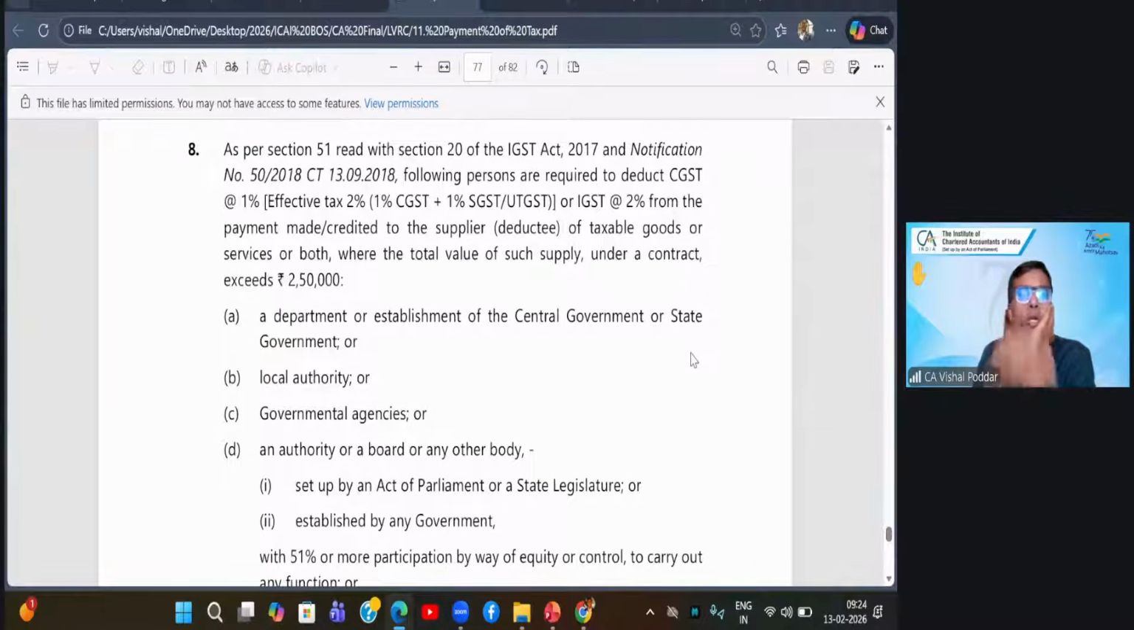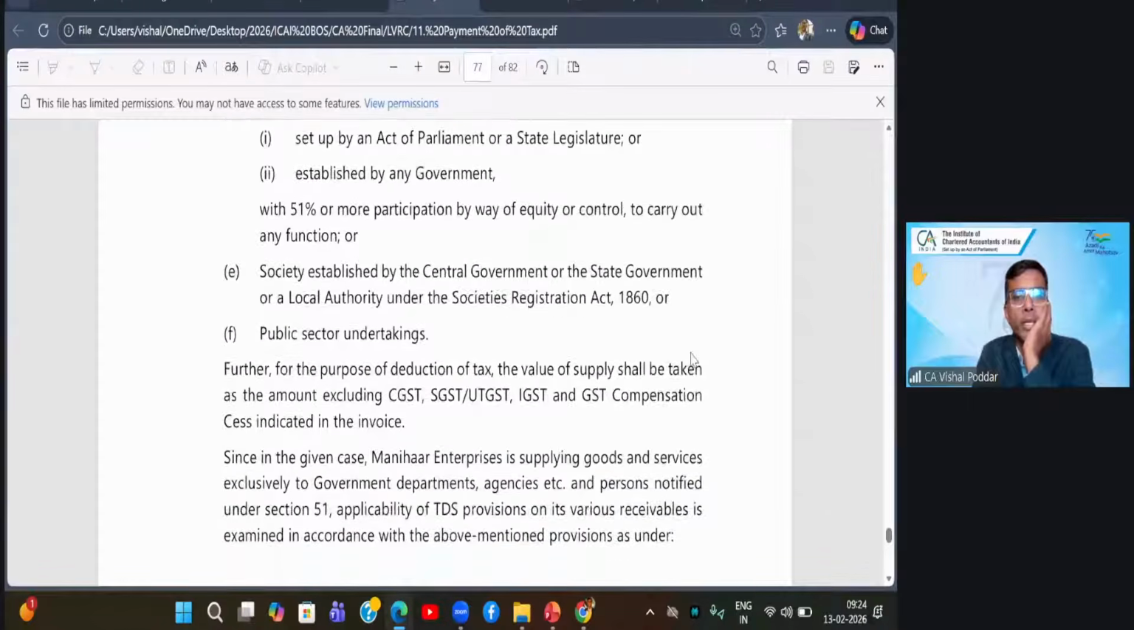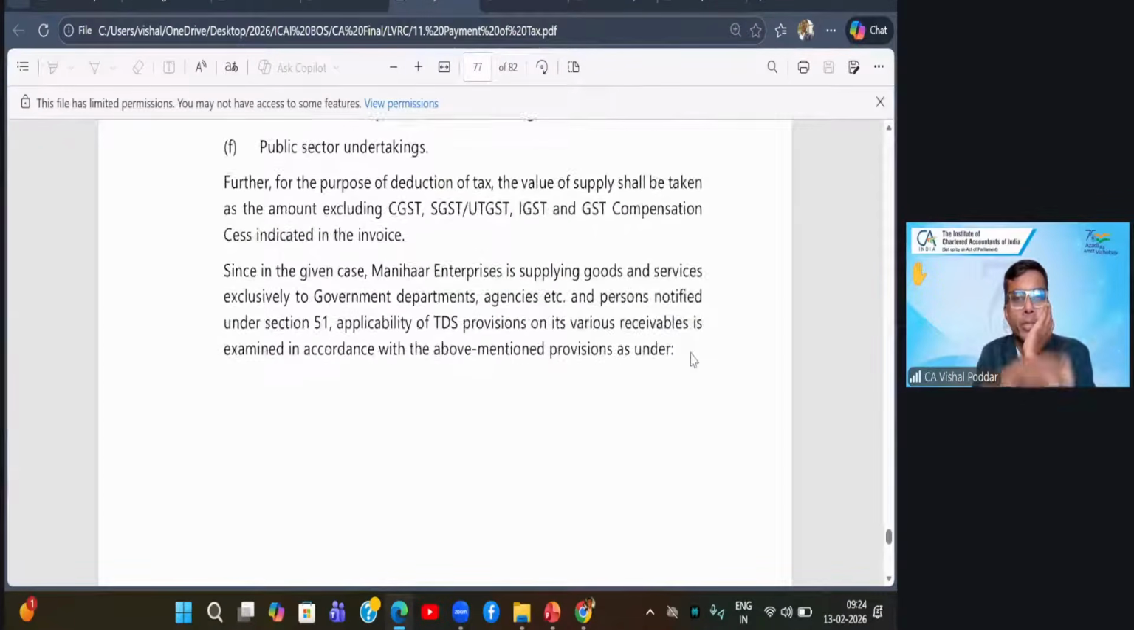Now, with whom the contract should be, that list is given. I'm just ignoring this list. So this TDS will be deducted only by these persons. Continue.